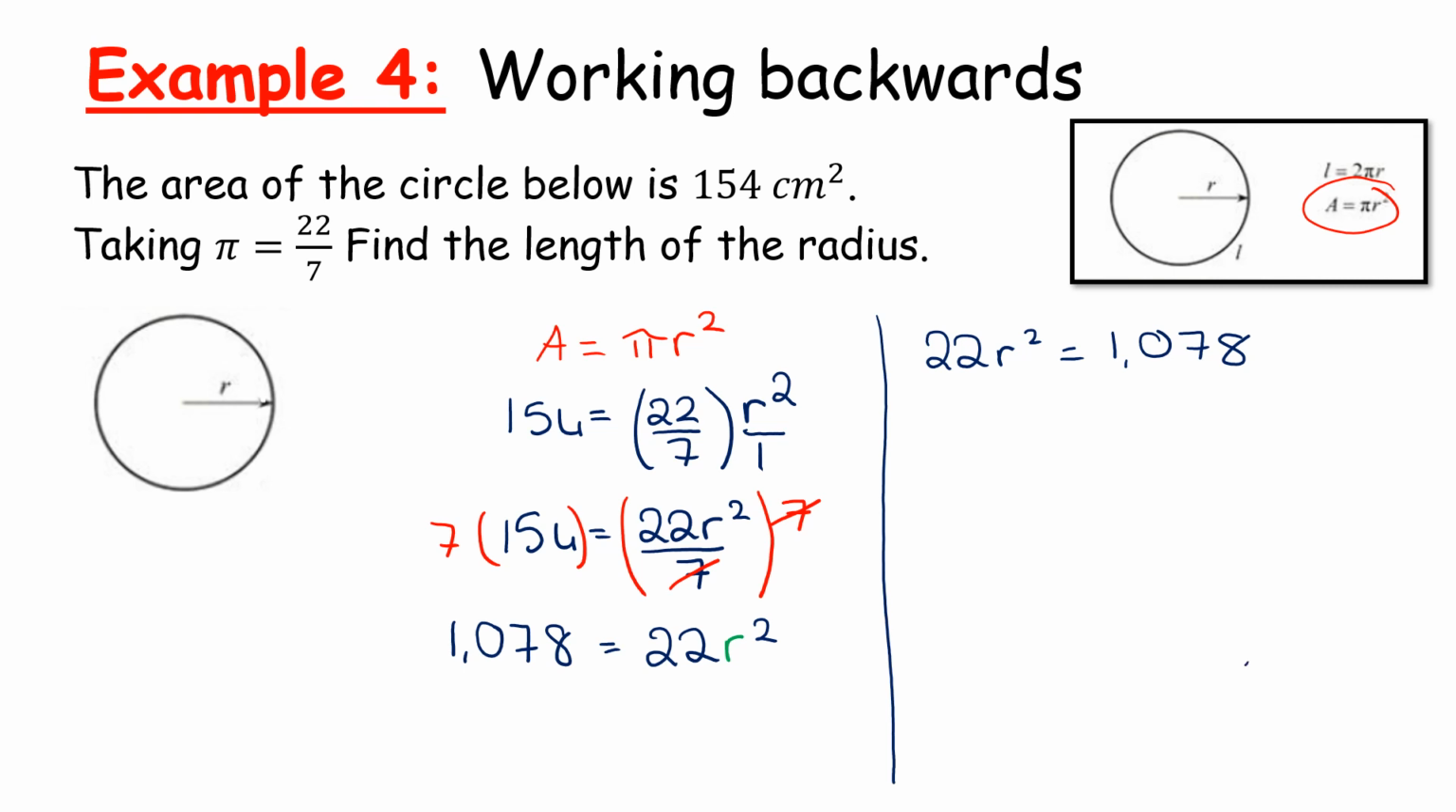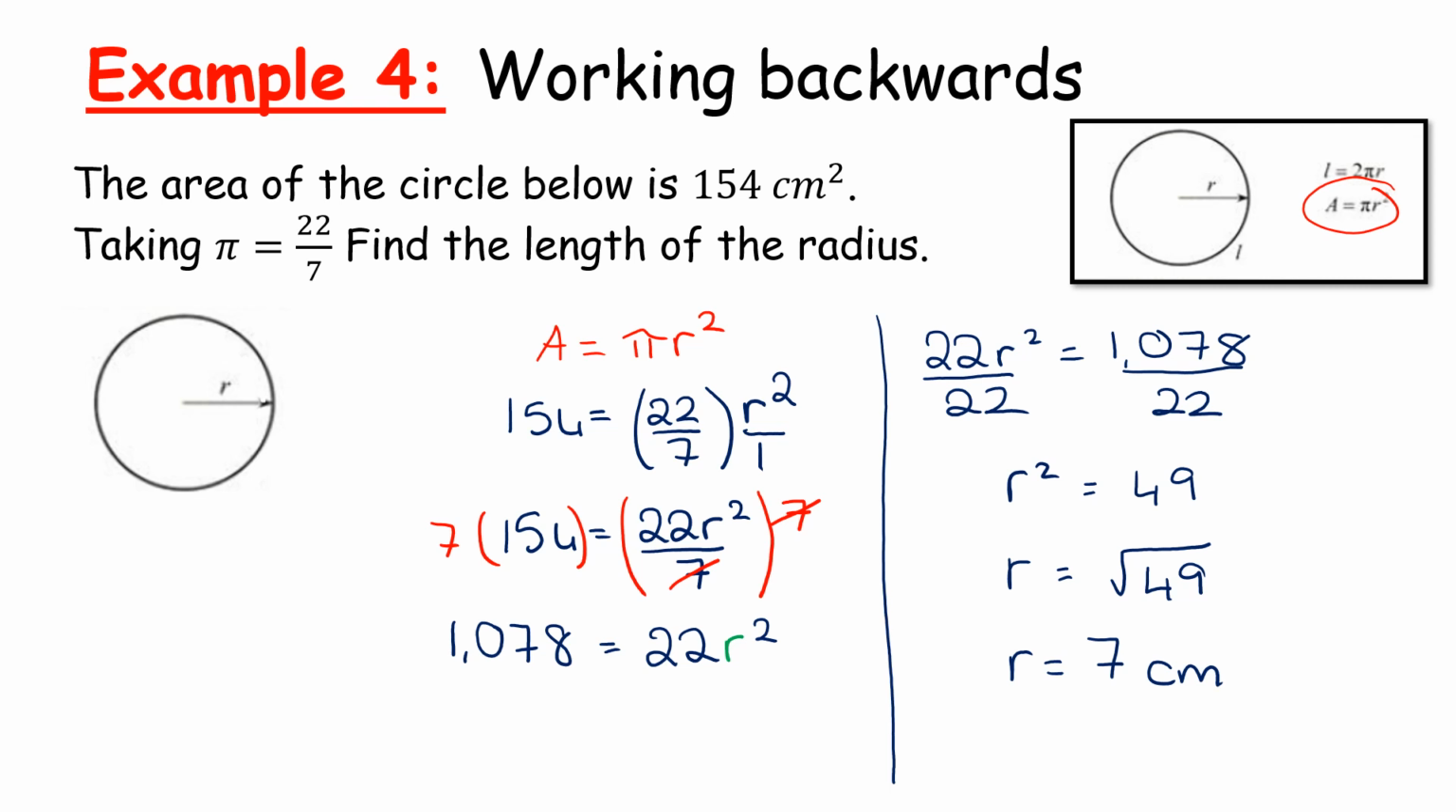So the first thing we're going to do here is divide across by 22. By dividing across by the 22 first, it's going to leave me with r squared. And what that gives us is r squared equals 49, and now I can square root it. One thing to remember here is if we were to get a square root of a number that isn't a perfect square, so 49 is a perfect square because 7 sevens are 49.